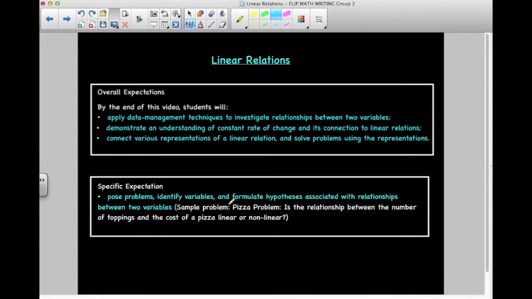So our sample problem, we're continuing with the pizza problem, and we're asking the question, is the relationship between the number of toppings and the cost of a pizza linear or non-linear? Okay, we might extend this question also to ask, how much would it cost for a pizza with 10 toppings? Okay, so let's have a look.